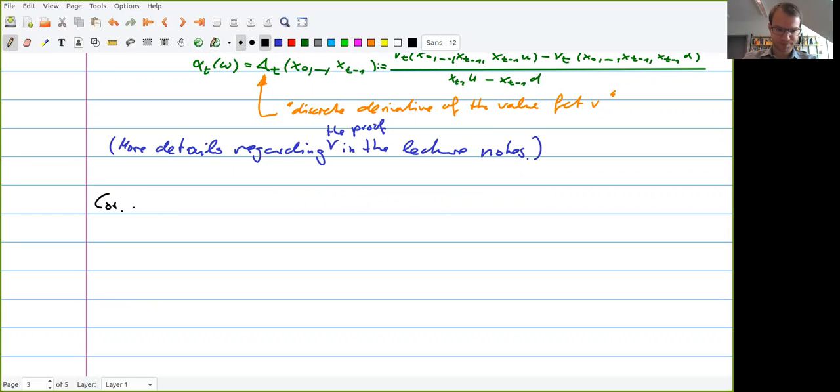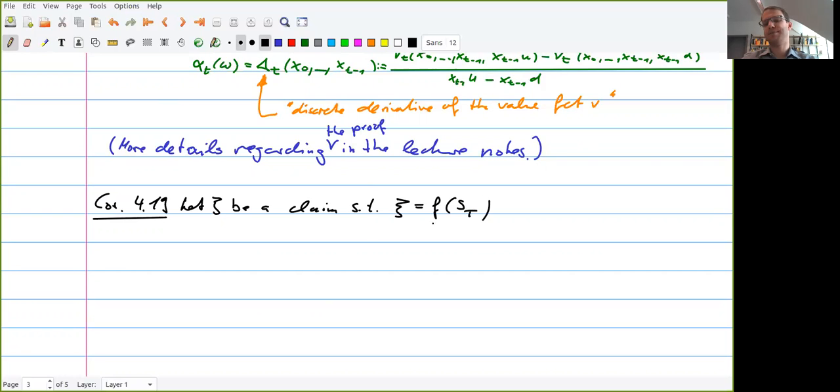Corollary 4.19 is, well, if we have an even simpler function like a put or call option, so let xi be a claim, and now I think of a put and a call option, so it's a claim which only depends on the price at the terminal time.